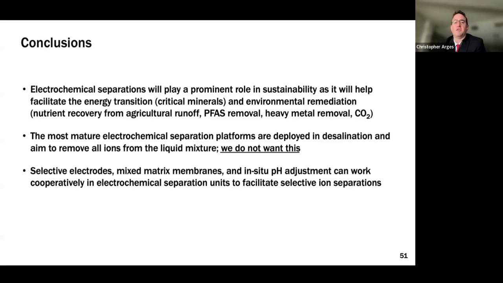I think the field needs to evolve. Most mature platforms today have been deployed in desalination with the aim to just make potable water, ultra pure water, just remove all the ions from the liquid mixtures. We have no discrimination of one ion over another. And this is not what we want. But I think if you can have selective electrodes, mixed matrix membranes, in situ pH adjustment, and new cell architectures like shock EV, these things can work cooperatively to enable electrochemical separations for selective separations.